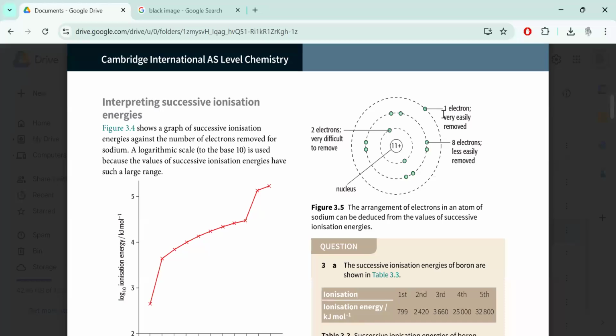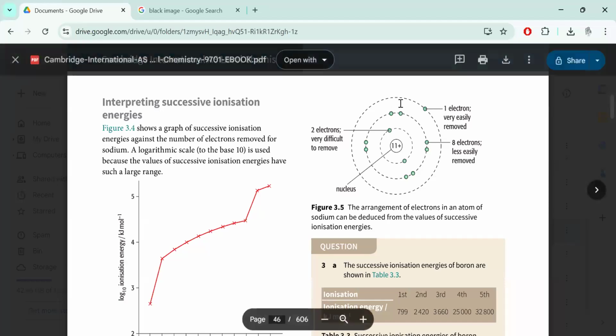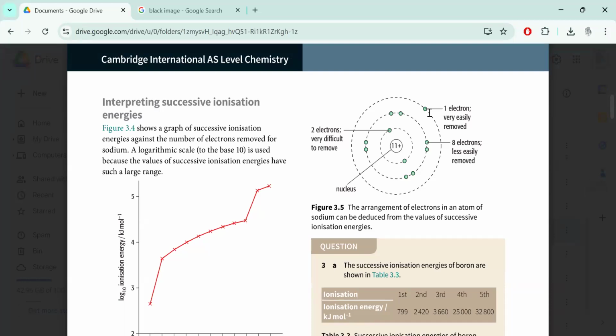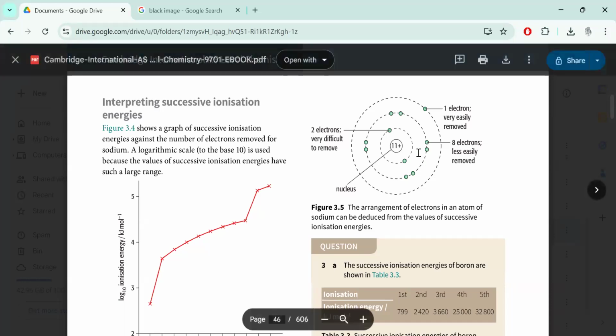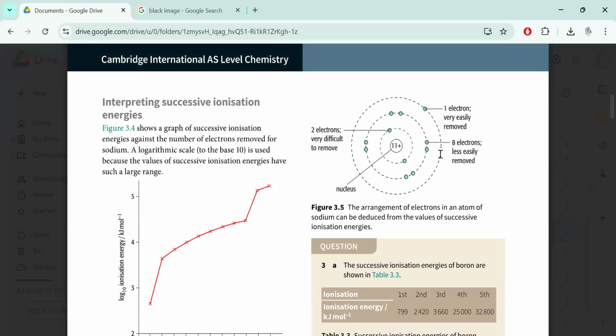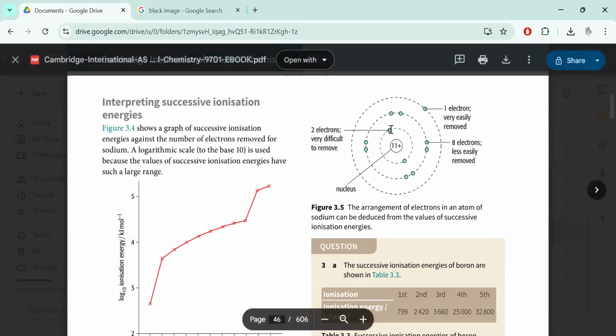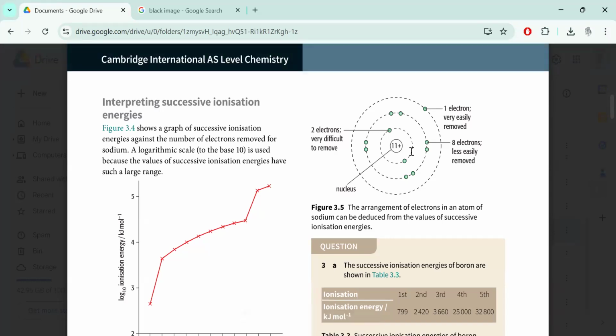They are more difficult to remove than the 1 electron here at the very outer shell, which is very easy to remove. That's why it doesn't require a lot of ionization energy. However, the 8 electrons on the second shell require more energy than this 1 electron here. But it's still less difficult when compared to the 2 electrons closest to the nucleus.